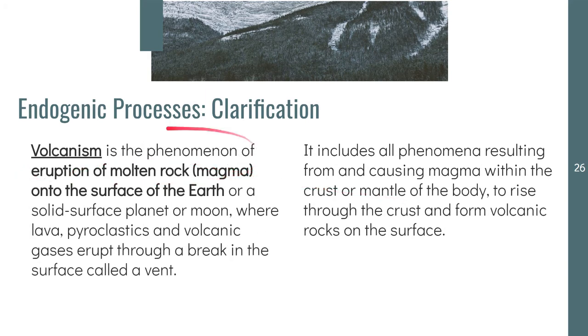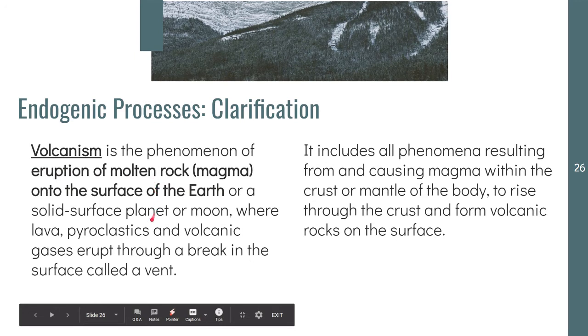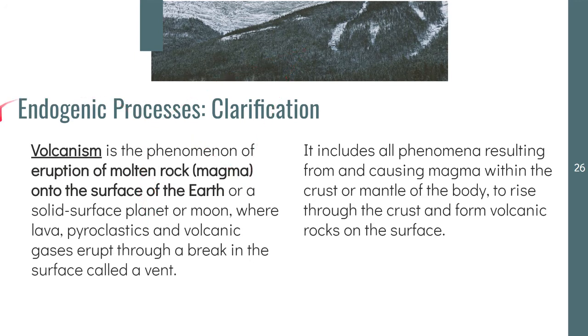Volcanism is the eruption of magma on the Earth's surface. So if it happens underneath the Earth, it's magmatism. But if the molten magma erupts on the surface of the Earth, we call that volcanism.